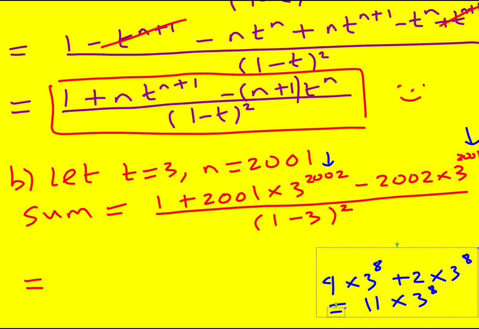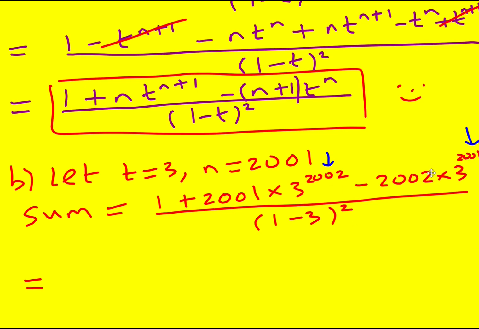So what I want to do is get it so I've got the same thing. I've got 3 to 2002 and 3 to 2001. Well, we can write this 3 to the 2002 as 3 times 3 to the 2001. So my next step is this.